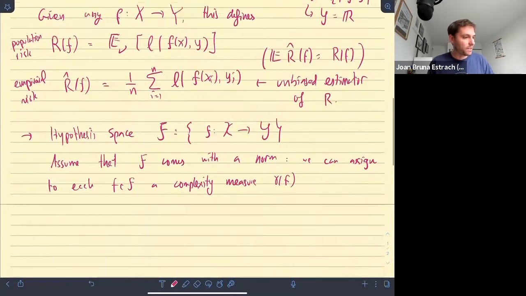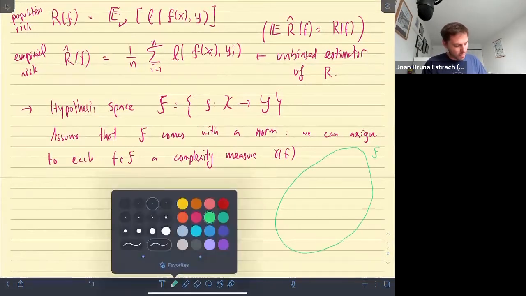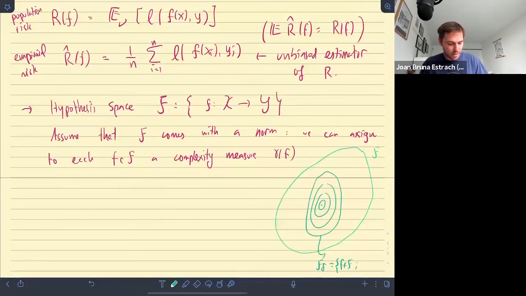So in particular, if you think about it in a picture, you might have your whole hypothesis space, and the hypothesis space might have this kind of onion structure, right? So you have a very simple hypothesis that is in the center, and then you have hypotheses that are more and more complex. And so we define this space: these balls are the functions in my hypothesis space that have complexity bounded by some radius delta.